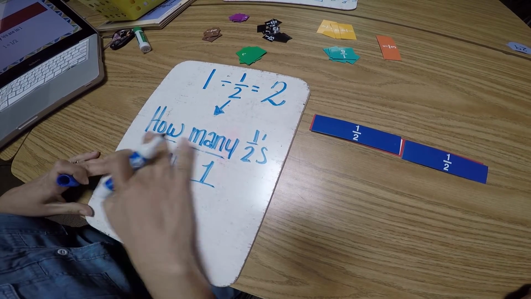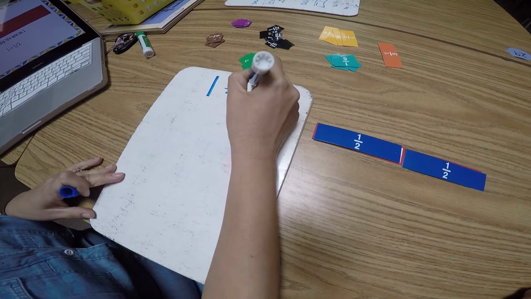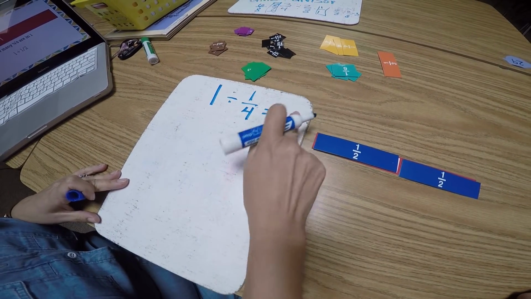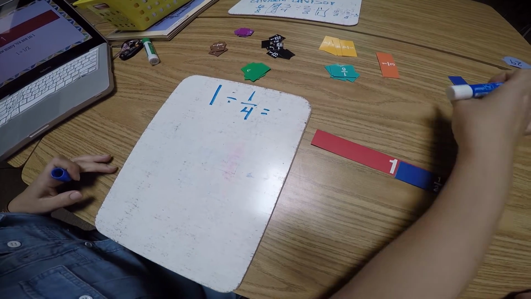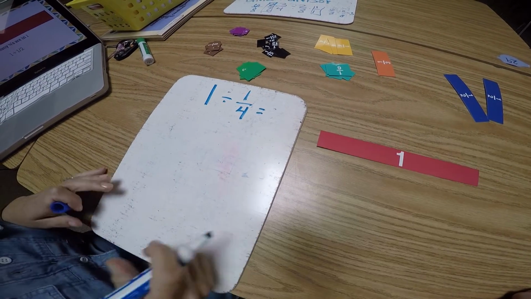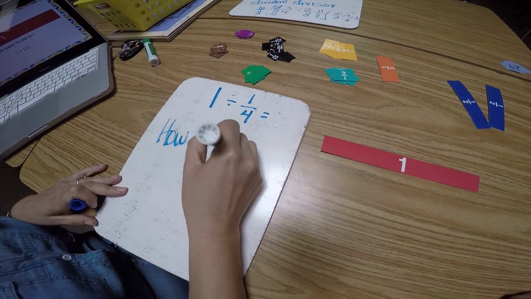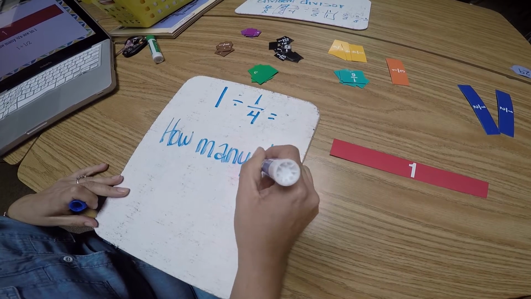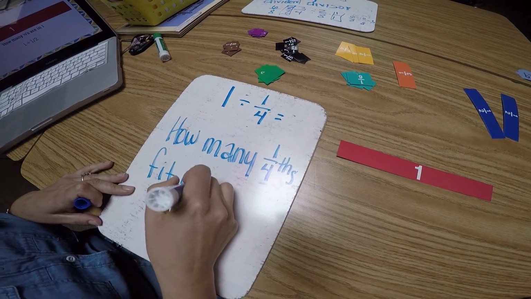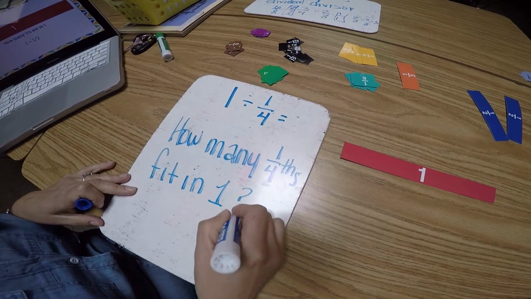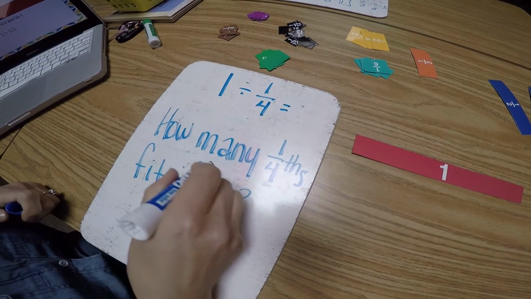So let's try another example. Let's pretend that I wanted to divide my whole into fourths. Remember, we don't understand 1 divided by a fourth, so let's change it and write our word expression. How many fourths fit in 1? And now my brain starts to understand it a little bit better. Remember, the key words are how many.